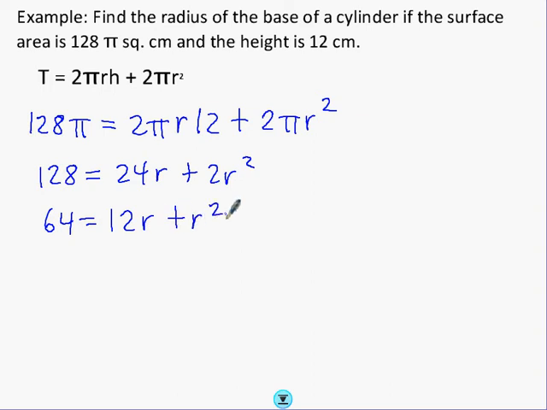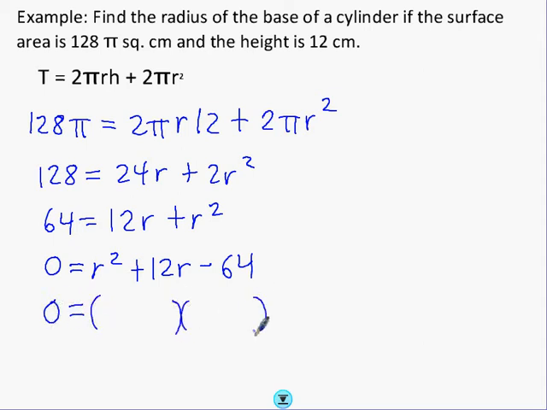Okay. What I have here is a quadratic equation. I need to subtract 64 from both sides. And I'll need to factor this. This one's fairly difficult. We won't do a lot like this, especially since we're in such a hurry.